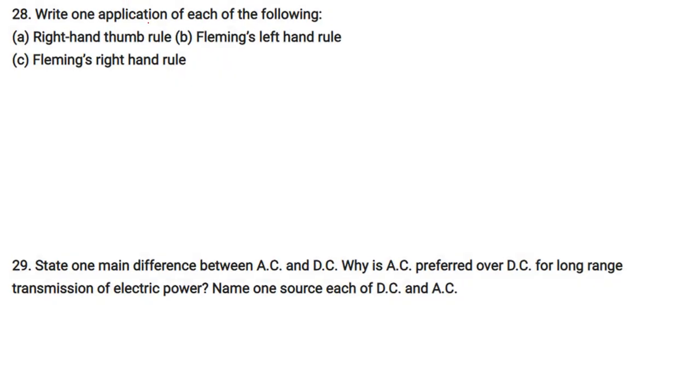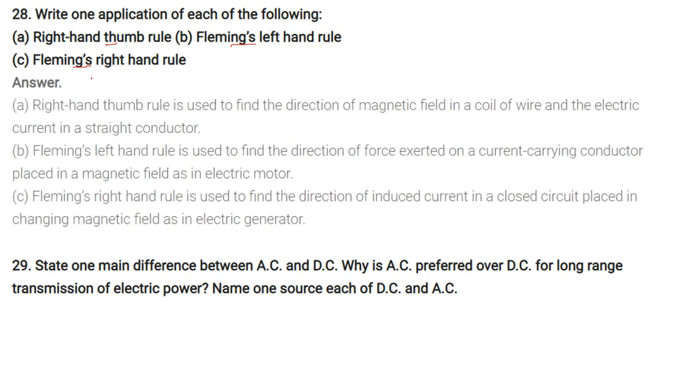Write one application of each of the following: right hand thumb rule, Fleming's left hand rule, and Fleming's right hand rule. First is the right hand thumb rule. This is used for finding the direction of magnetic field in a coil of wire and the electric current in a straight conductor. Fleming's left hand rule is used to find the direction of force exerted on a current carrying conductor placed in a magnetic field, as in an electric motor. Fleming's right hand rule is used to find the direction of induced current in a closed circuit placed in a changing magnetic field, as in an electric generator.